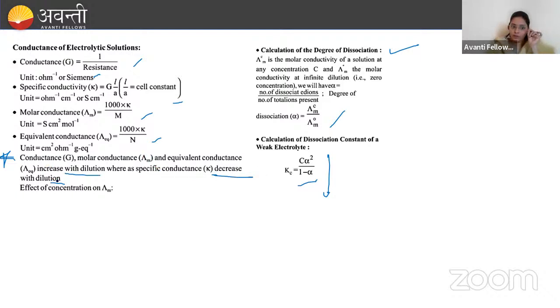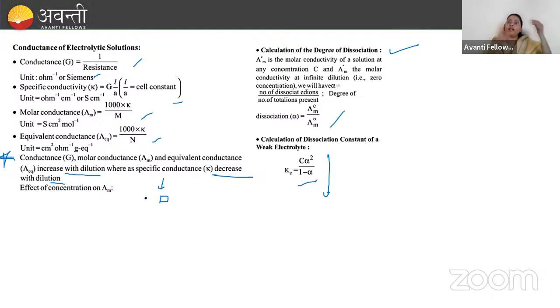This line is very important. Conductance, molar conductance, equivalent conductance, their value increases as we dilute the solution. But for specific conductance, the value of what? It decreases with the dilution. Why? Because for specific conductance, we are constrained to a specific area. So as dilution increases, the charges present near to each other become separated by a longer distance. And that's why the specific conductance decreases.